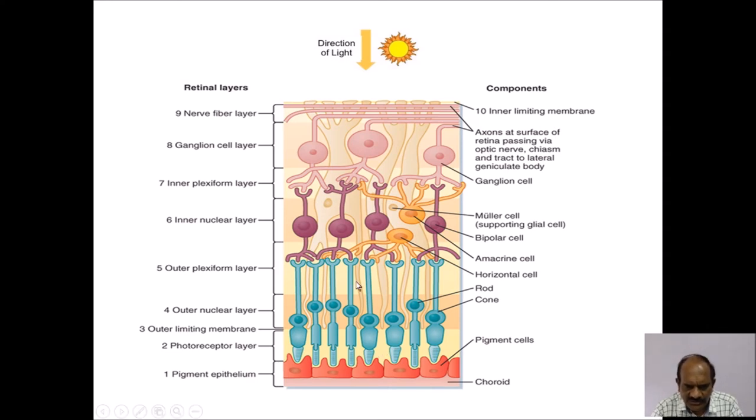Remember that this portion shows the photoreceptors, rods and cones. You can note that rods are slender in shape, and cones are somewhat conical in shape. Apart from that, there are cells called bipolar cells, which establish contact between the ganglionic cell layer and the photoreceptors. There are also supporting cells called Müller cells, which are supporting glial cells. Then there are other cells called amacrine cells at the top portion, and another type of cell called the horizontal cell. This gives us an idea about the 10 layers of the retina.